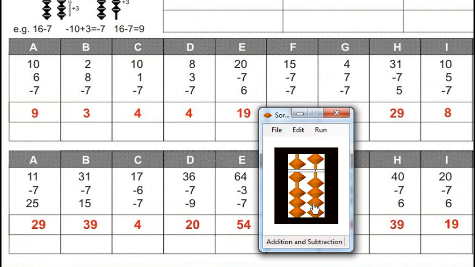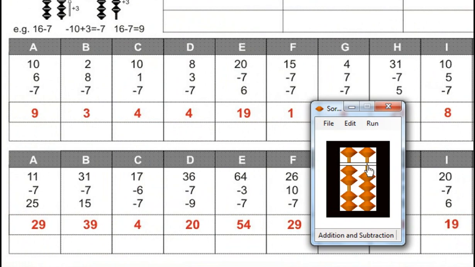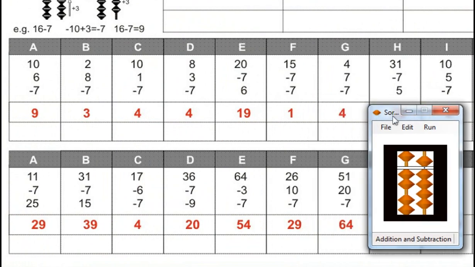64 minus 3 minus 7. Answer is 54. 26 plus 10 minus 7. Answer is 29. 51 plus 20 minus 7. Answer is 64.